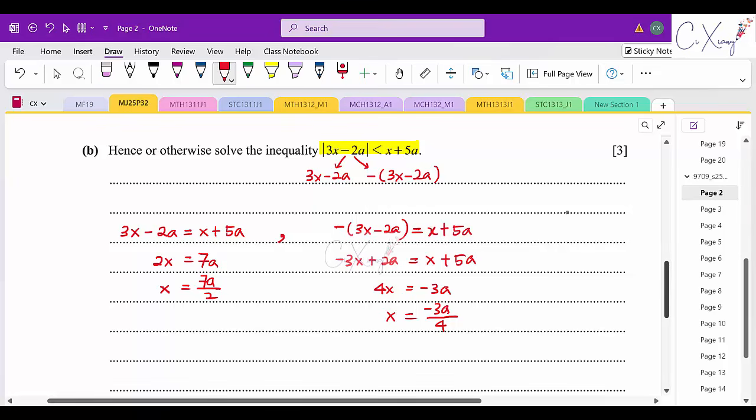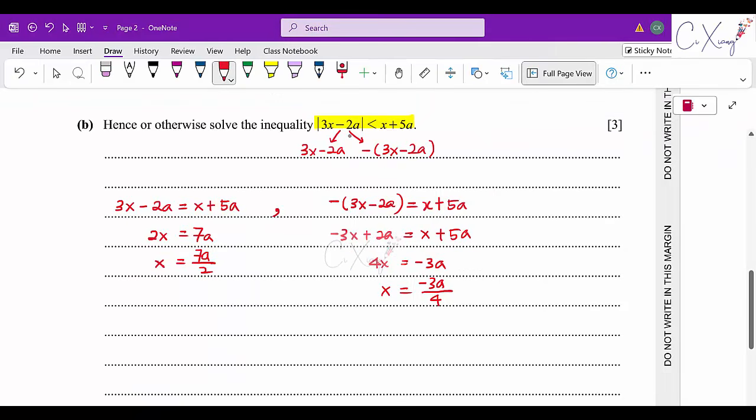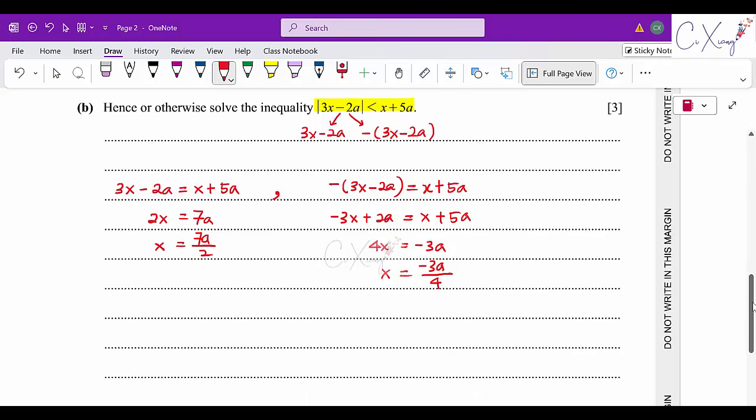Then after that, I have to decide the range of x so that the inequality is fulfilled. So what we should do is check our answer part by part. I'm having negative 3 over 4a, then I'm having 7 over 2a. Then I separate into a few parts here. There are 3 parts here: first part, second part, and third part. So I use the critical values to help me check the answer part by part.